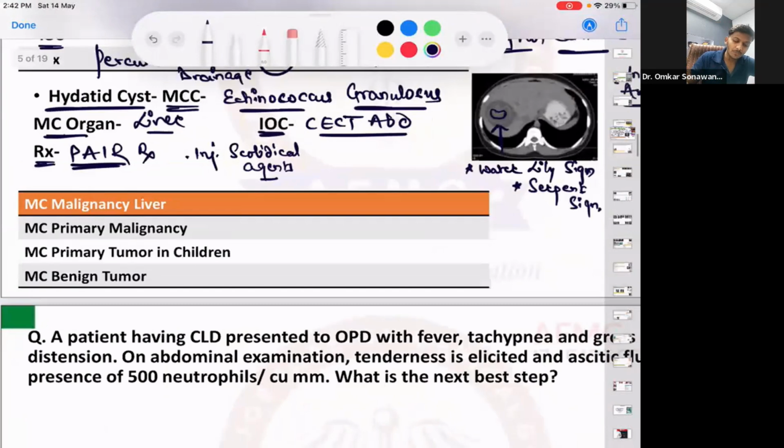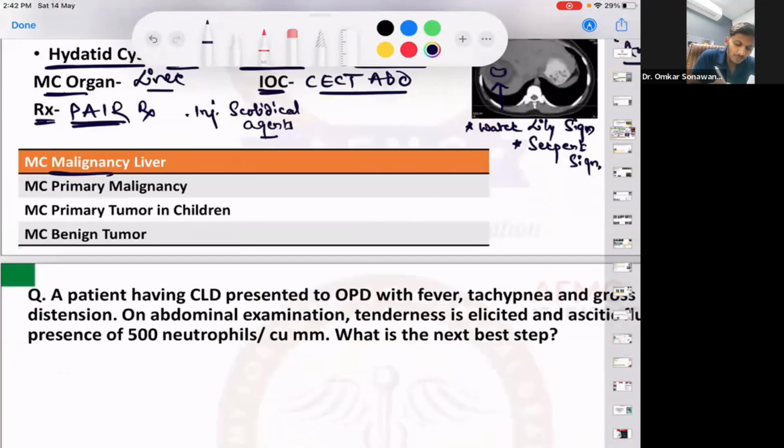Now, if I talk about the most common malignancy of liver, anybody, what is the most common malignancy of liver? Very good. It is metastasis. Most common malignancy of liver is metastasis or secondaries.